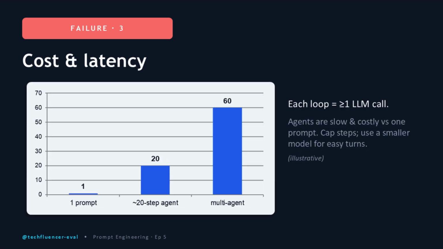Failure 3. Cost and latency. Remember, each turn of the loop is at least one full LLM call. So a task that takes 20 steps is 20 plus calls, and a multi-agent team multiplies that again. Agents can be slow and surprisingly expensive compared to a single prompt. In production, you watch this closely. Cap the steps, use a smaller model for the simple turns, and reserve the heavy reasoning for where it matters.